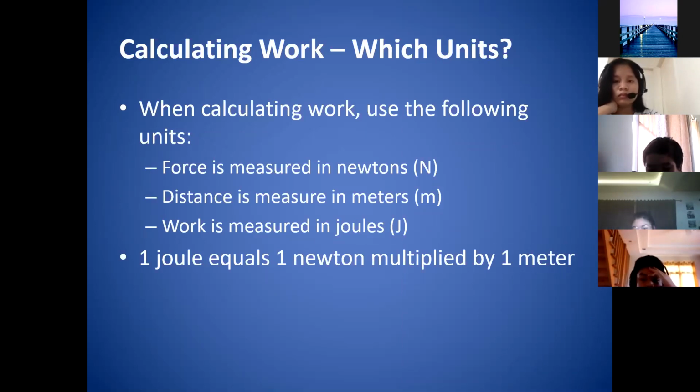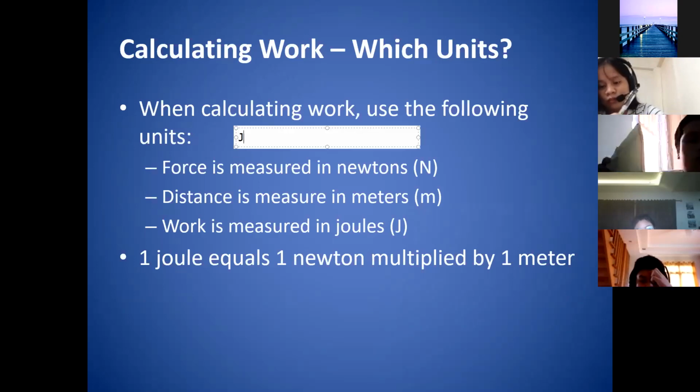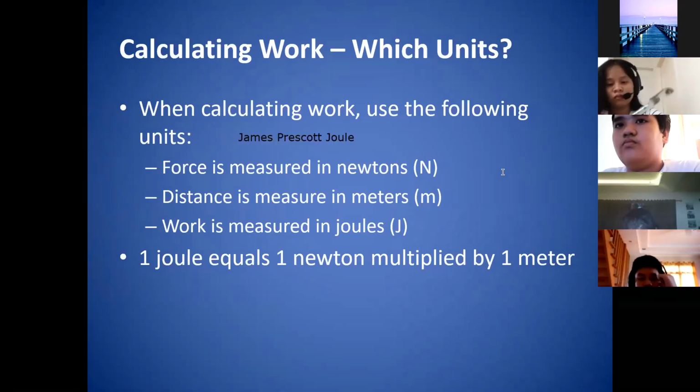Joule. Okay. The name of that person is James Joule. James Prescott Joule. I will type it here, class. This is the proponent of the unit of joule.